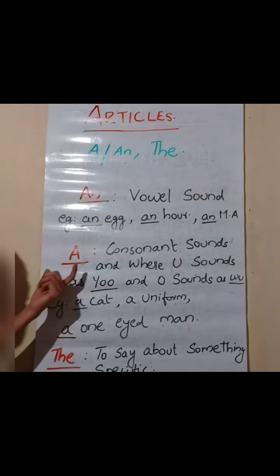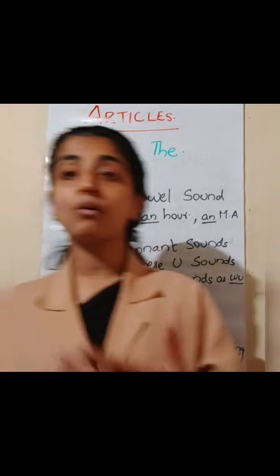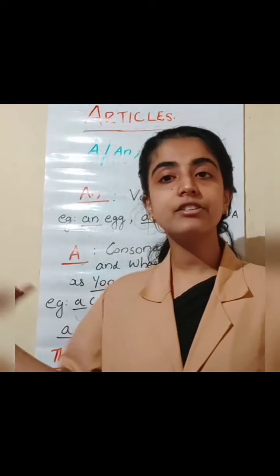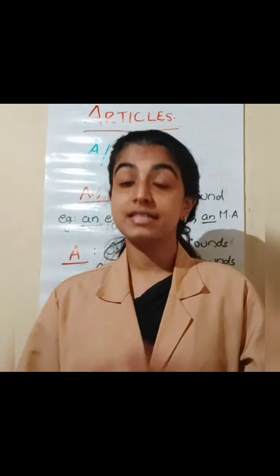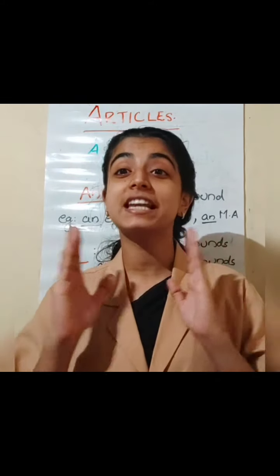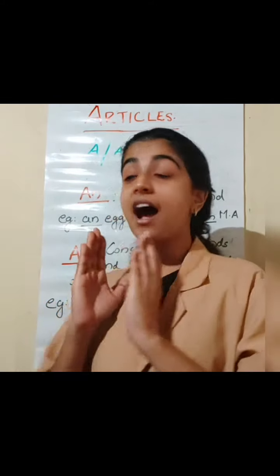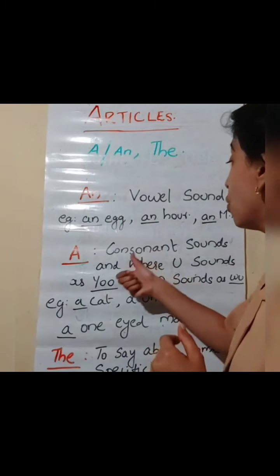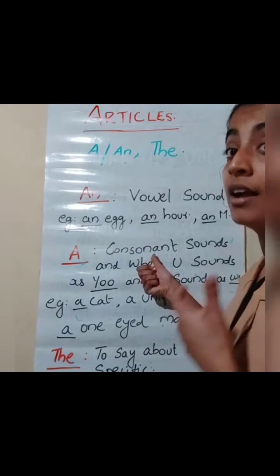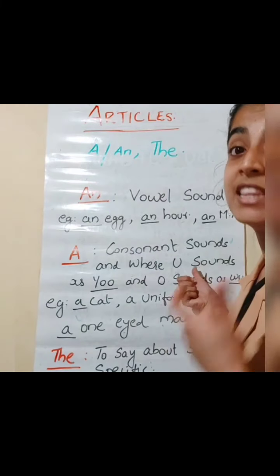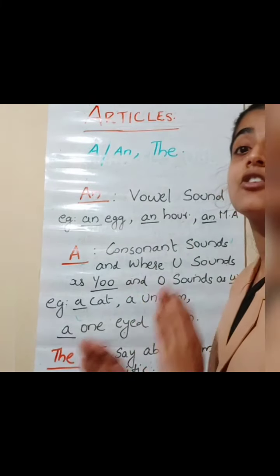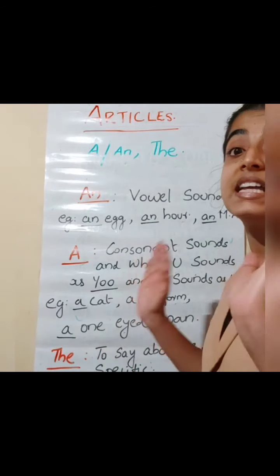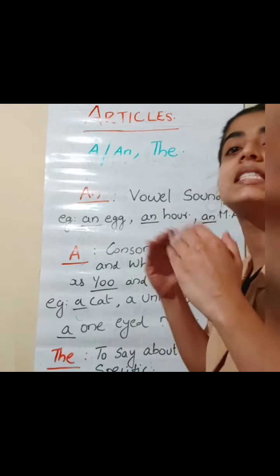Now the next one, children, it's A. The next vowel sound is A. It's another important one. A is used with consonant sounds. It is not used with consonant letters, but the article A is used with those words that have consonant sounds. This is the difference. You have to keep in mind, it is not the vowel letters or the consonant letters. It is vowel sounds and consonant sounds.